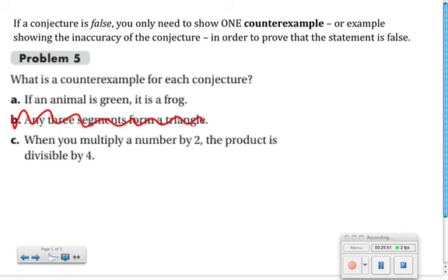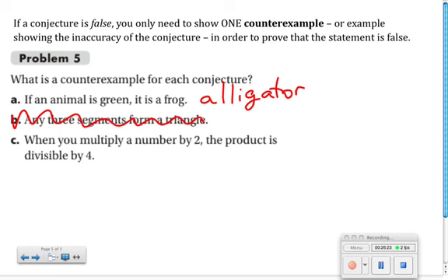Because leaves are green. But a leaf isn't an animal. Alligators are also green. Okay, so an alligator is a counterexample, and you don't even have to write a nice, fancy sentence. You just have to give an example for which the statement is false. Because an alligator is green, but it's not a frog, it's a counterexample.